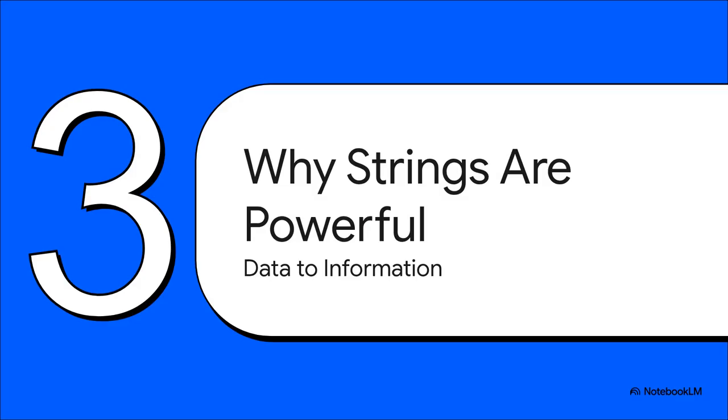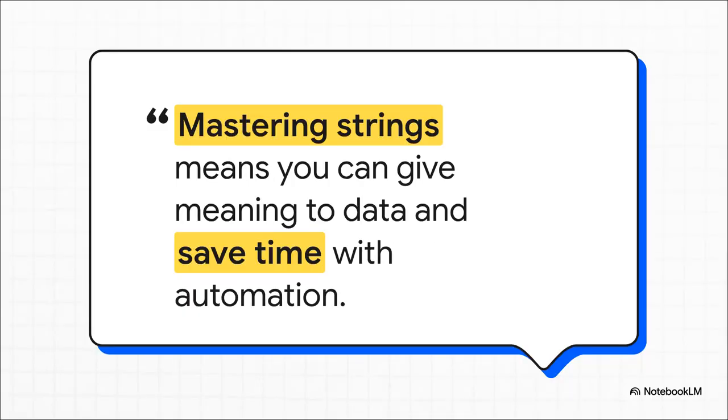Okay, so let's recap the rules really quick. Strings are ordered, they start counting from 0, and you can't change them. But why does any of this technical stuff matter? Well, this is where it gets really powerful, because these simple rules let us turn messy, raw text into actual, useful information. Yeah, this quote really nails it.